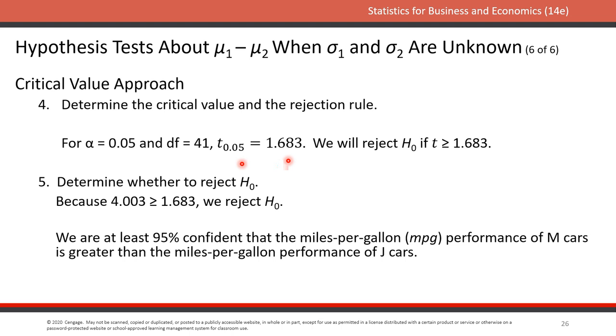Again, this was an upper tail test. We do see it's bigger than the value. So we have evidence that the miles per gallon of M cars, again, the population of M cars, all M cars on average, have a better miles per gallon than all J cars on average. Again, that these samples were representative of.